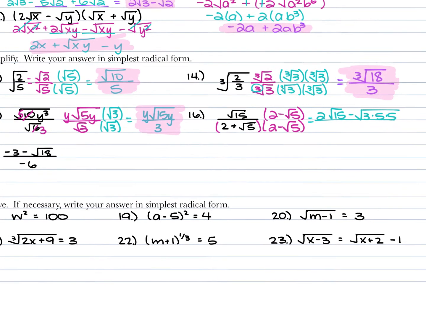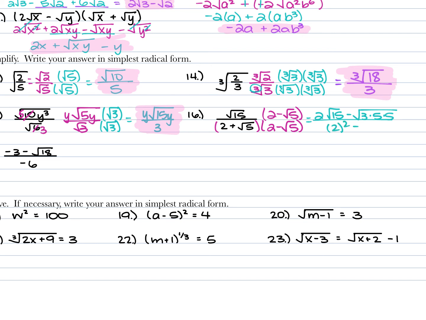This is all going to go over the 2 squared minus the square root of 5 squared, since it's a difference of squares. So this is going to simplify to be 2 square root 15 minus 5 square root 3 all over 4 minus 5, because your square root cancels out with the power. We simplify this to be 2 square root 15 minus 5 square root 3 all over negative 1. We then simplify by just changing your signs to where you have negative 2 square root 15 plus 5 square root 3.